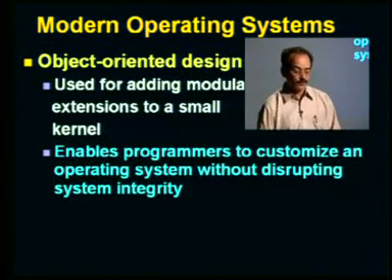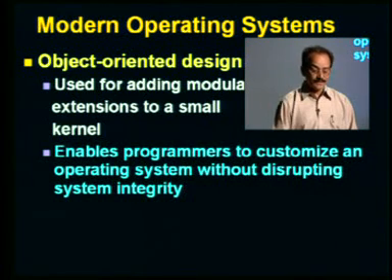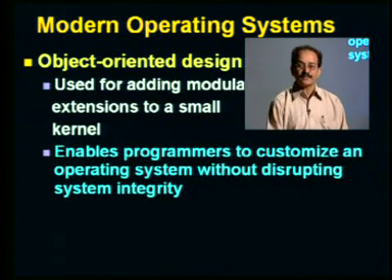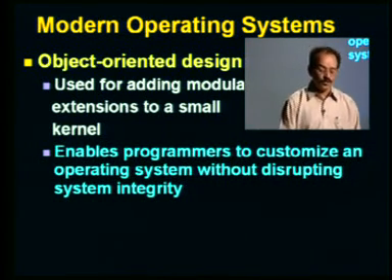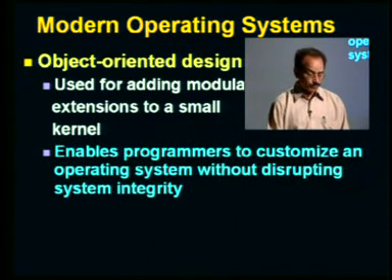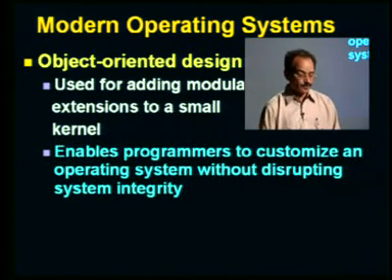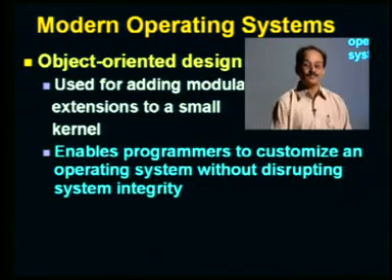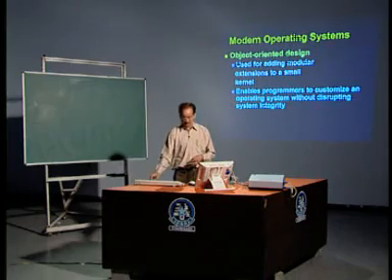Or there are certain object oriented designs. We have an object oriented design for the operating system, whereby my operating system is modular. I keep on adding modules into my operating system. That is, it enables programmers to customize an operating system without disrupting the system integrity. Linux is one example of this scenario, whereby I keep on adding modules into the existing system. We call it an open system also, a system where we can keep on adding modules into the existing system.